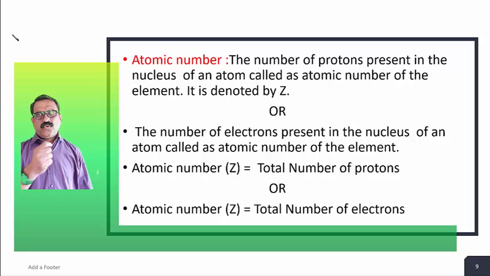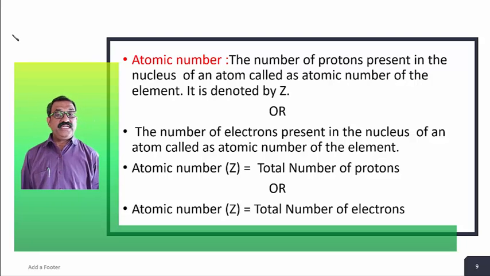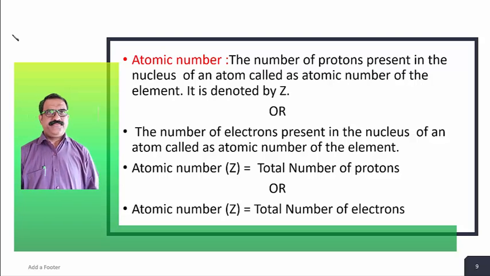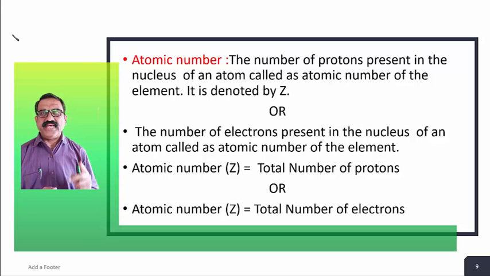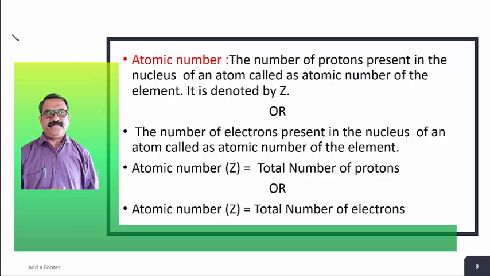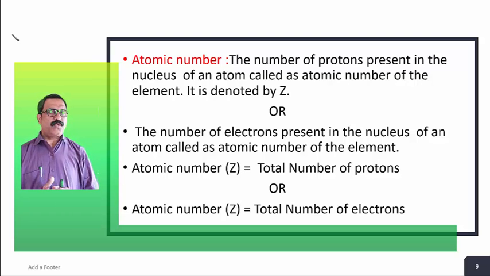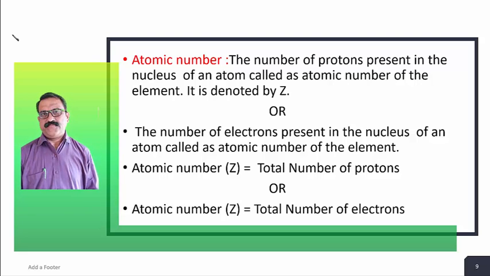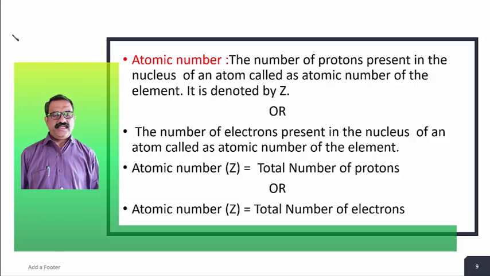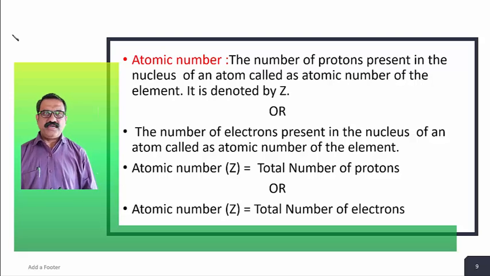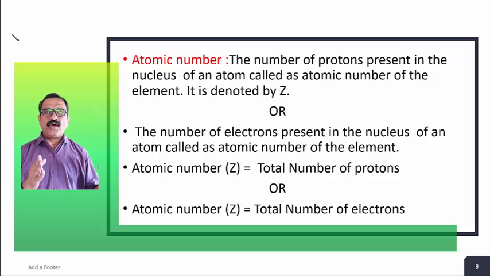Then, two important definitions. The first one is atomic number. It can be defined as the number of protons present in the nucleus of an atom. The total number of protons which are present inside the nucleus of an atom is called the atomic number. This atomic number is denoted by capital Z. Hence, Z or atomic number is nothing but the total number of protons.